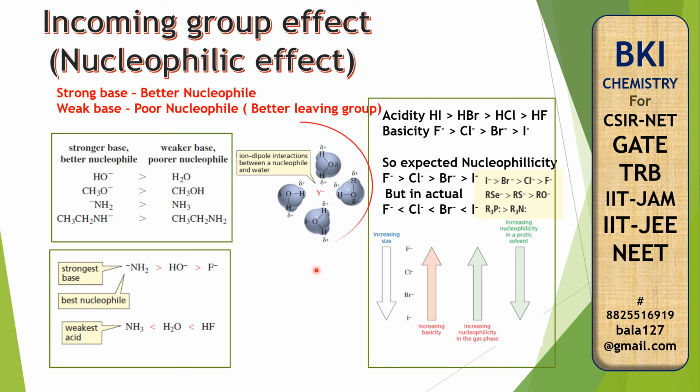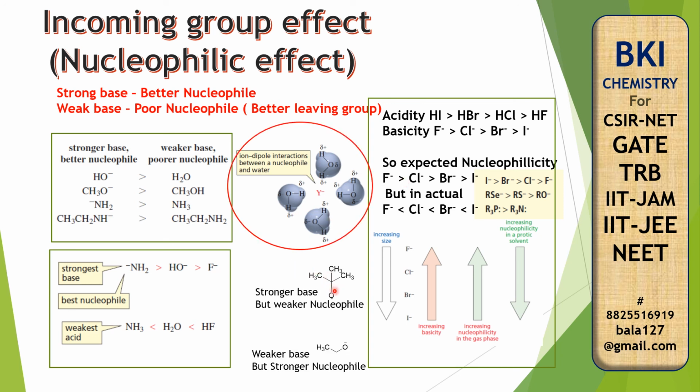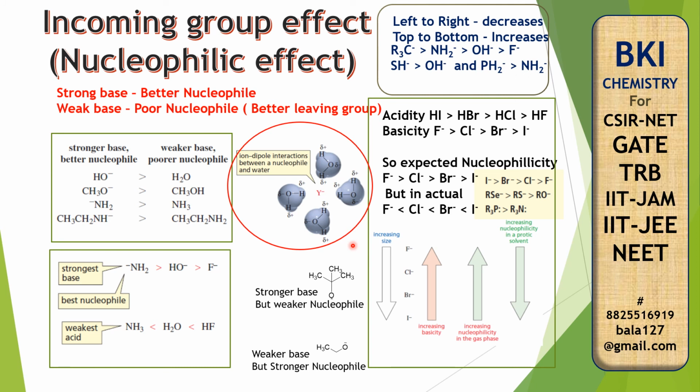We have one more example here. Tertiary butoxide is a strong base, but when it comes to nucleophilicity, it behaves as a weak nucleophile. In the same way, simple ethoxide is a weaker base than tertiary butoxide, but if we consider nucleophilicity, it is a better nucleophile than tertiary butoxide. It is due to the solvent effect. So if you don't have a solvent effect, fluoride ion will be the better nucleophile. If you have a solvent system, then iodide will be the better nucleophile.